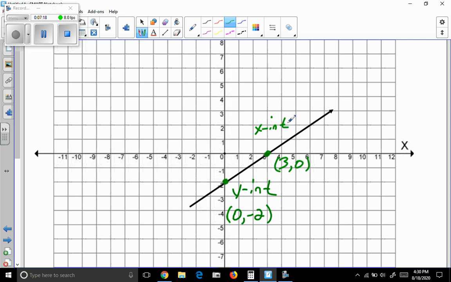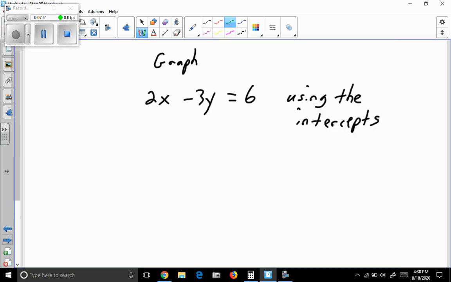So that's how we find the intercepts if we have an equation. To find the x-intercept, we say, well, we know on the x-axis the y value is 0. What x causes that to happen? And if we're given an equation and asked to find the y-intercept, we know that on the y-axis, x is 0, and we find out what the y value is. So we're going to do that here.